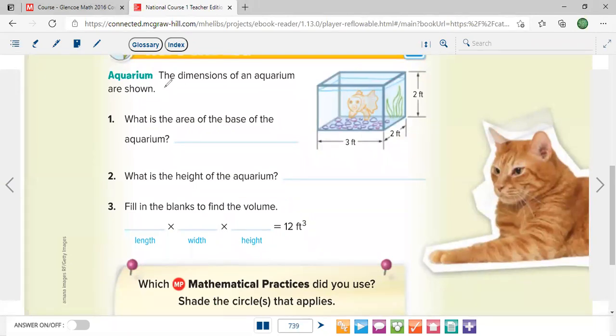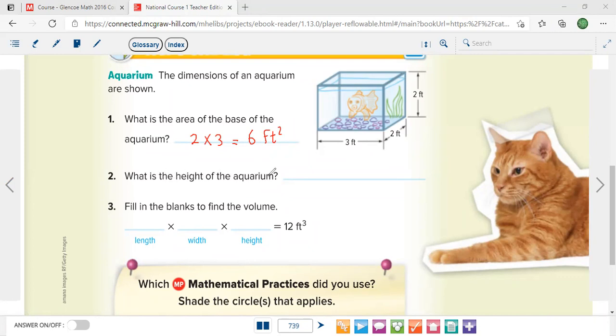In this problem, the dimensions of an aquarium are shown. Length and width are 2 and 3, and the height is 2 feet. What is the area of the base of the aquarium? The base, this is the base, shaped like a rectangle. So it will be 2 multiplied by 3 equals 6 feet squared.